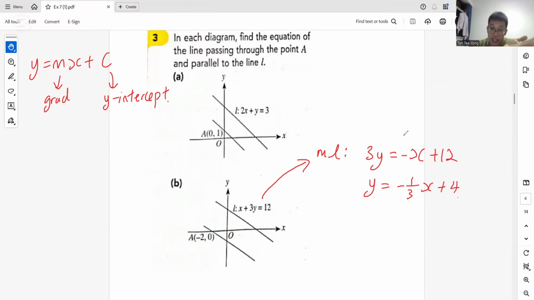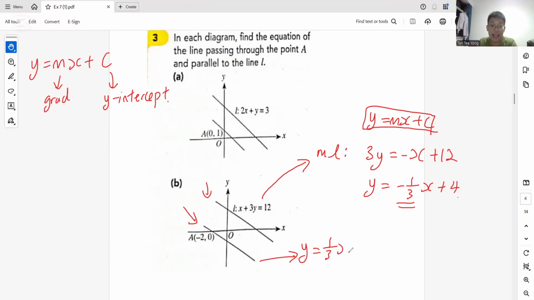So what I'm basically doing is trying to recreate y equals mx plus c for this line L, so I can find out what the gradient is. Since these two lines are parallel, the gradient of the line that we want to find is the same. So for this line, it is also y equals negative 1/3 x plus c. But if you look at the diagram, the y-intercept is not given directly to us like in part A. So this is a little bit different.